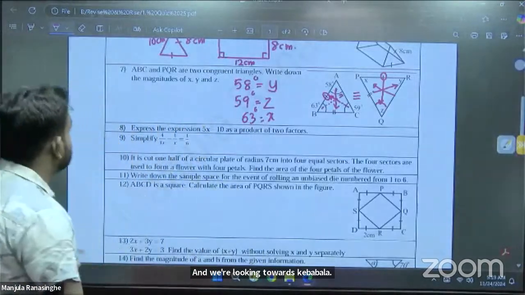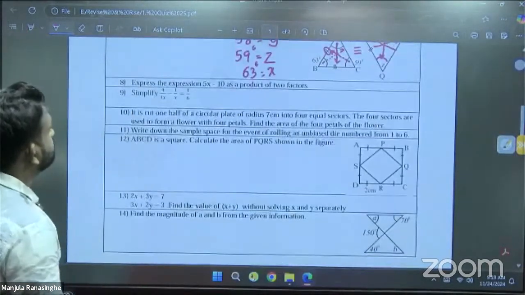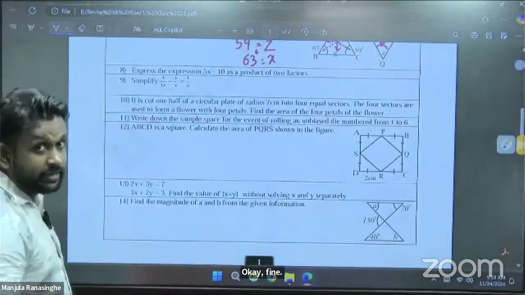Okay, fine. So question number 10: express the expression 5x minus 10 as a product.